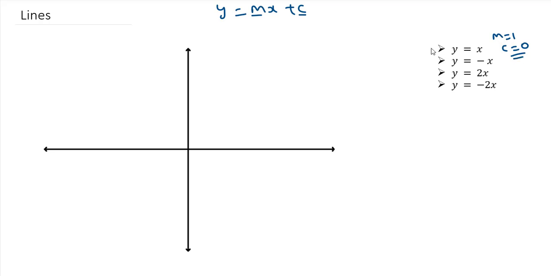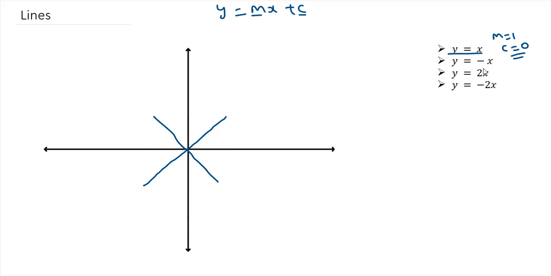So let us first start with this equation: y is equal to x. So the graph for this equation will be drawn in this way. It will be along the first and the third quadrant and it will pass through the origin. If we take the second equation, the graph for y equal to minus x, it will be drawn in this way. It will be cutting across the second and the fourth quadrant.